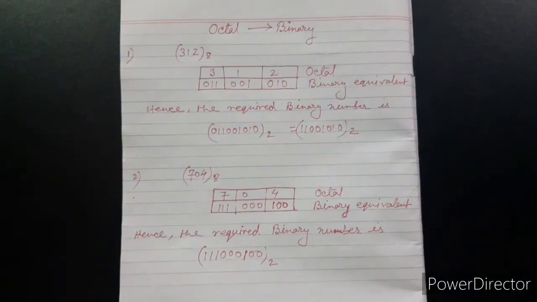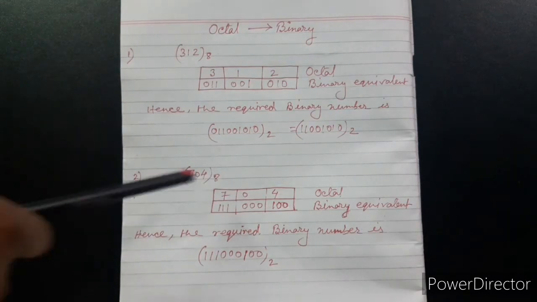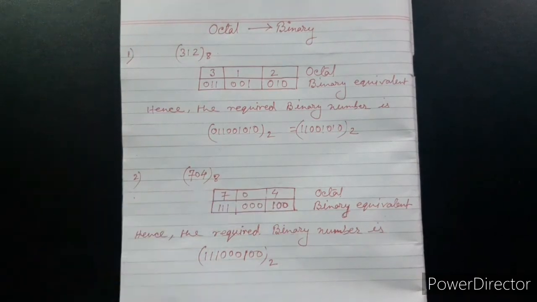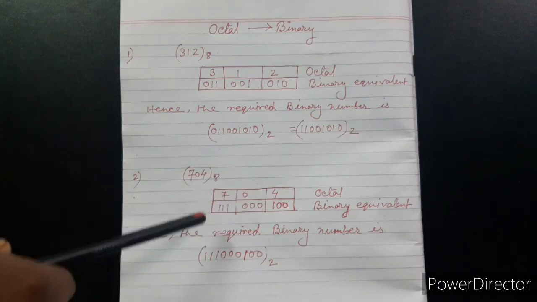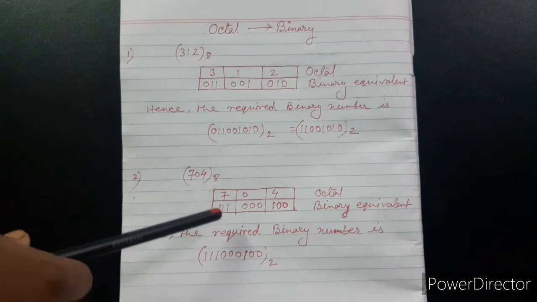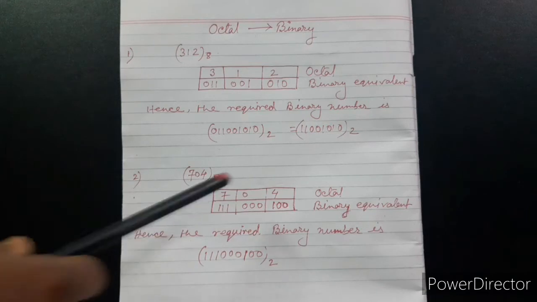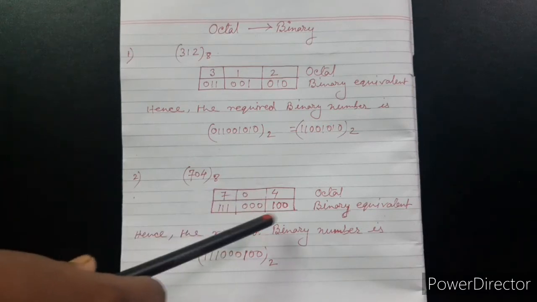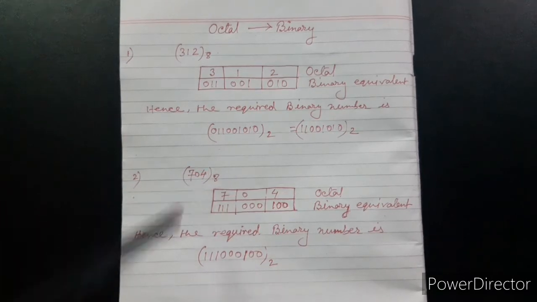Now the next number. The number is 704 base 8. We just copy the digits here and then write the binary equivalent of each digit respectively. Binary equivalent of 7 is 111. Binary equivalent of 0 is 000. And binary equivalent of 4 is 100. So the binary equivalent of 704 is 111000100.